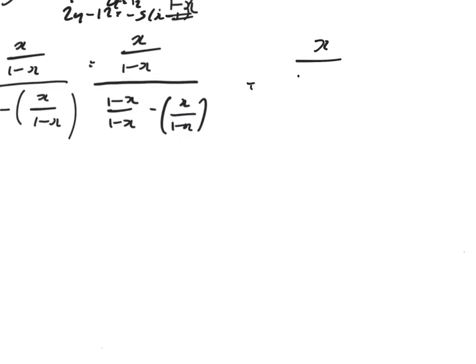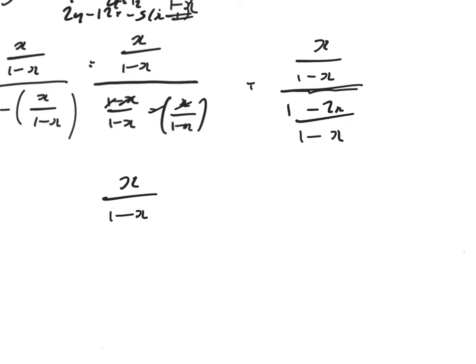Okay, so that's x over 1 minus x over, well, we've got 1, we've got a minus x and a minus x, that's minus 2x over the common denominator of 1 minus x. I'm going to change this divide to a multiplying, flip the second fraction upside down. X over 1 minus x multiplied by 1 minus x over 1 minus 2x. These two cancel and leave me with x over 1 minus 2x.